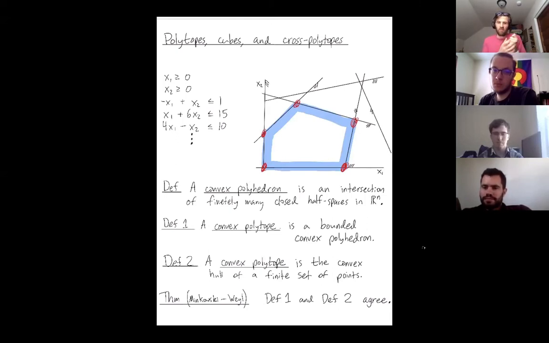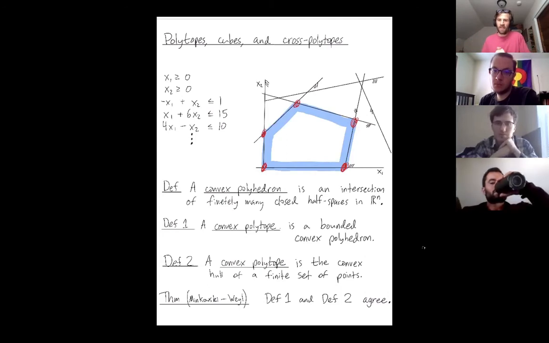All right, so by definition one, we can define some shapes. We take intersections of half spaces, and we require that the intersection is bounded. Okay, we get a set of shapes. By definition two, we can define a set of shapes. We take arbitrary finite collections of points and we take their convex hulls. It turns out that those two classes of shapes are the same, okay? So any convex polytope that you can obtain by definition one is also a convex polytope that you can obtain by definition two, and vice versa.